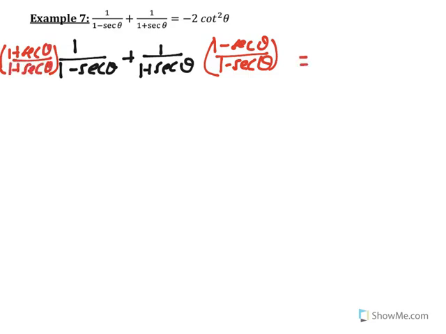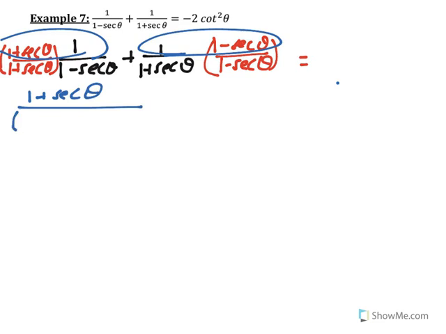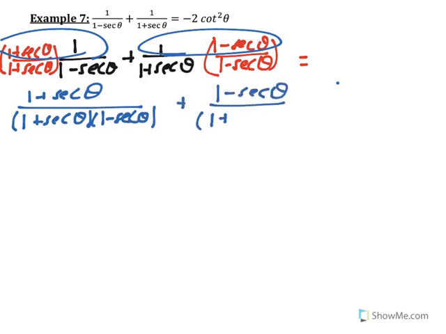Okay? And now I'm going to multiply the tops, really just multiplying each one of them by 1 and putting them over my common denominator. So I'll get 1 plus secant over my common denominator plus 1 minus secant over my same common denominator.